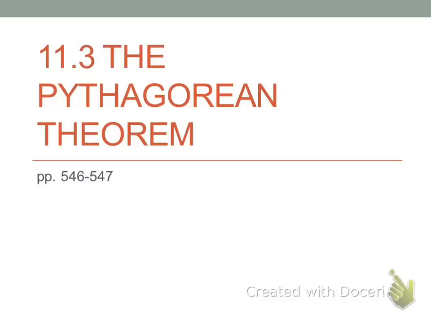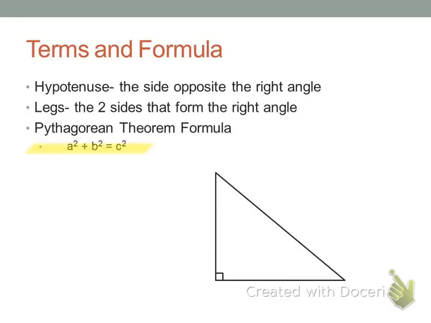All right, today we're in section 11.3, the Pythagorean Theorem, on page 546. The first thing you need to know are some terms, and of course the formula. The formula is probably the most important part, but in order to understand the formula, you have to understand the terms. Okay, so you're going to write down everything that's on this screen.